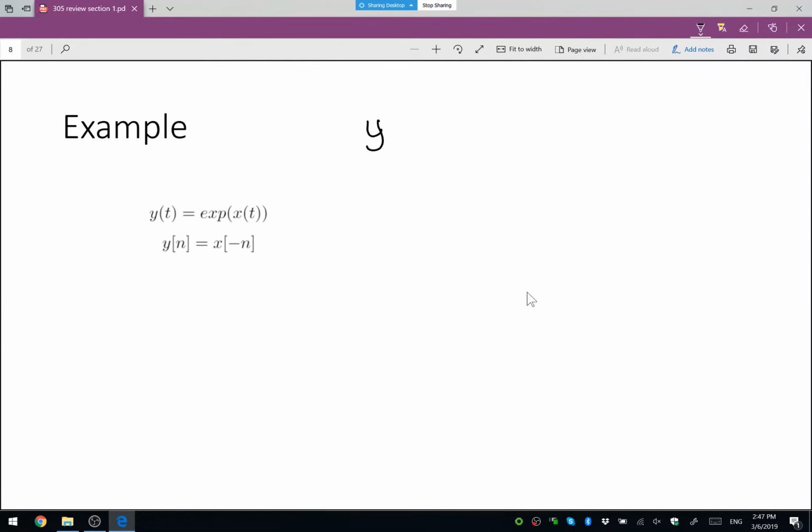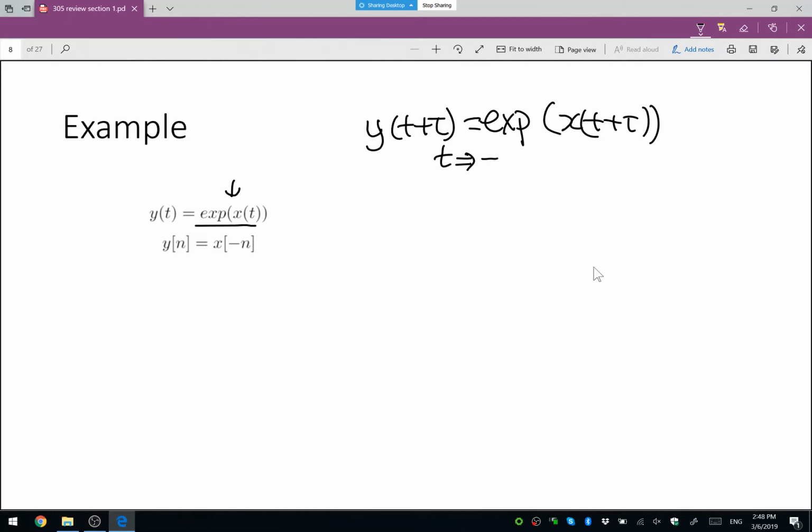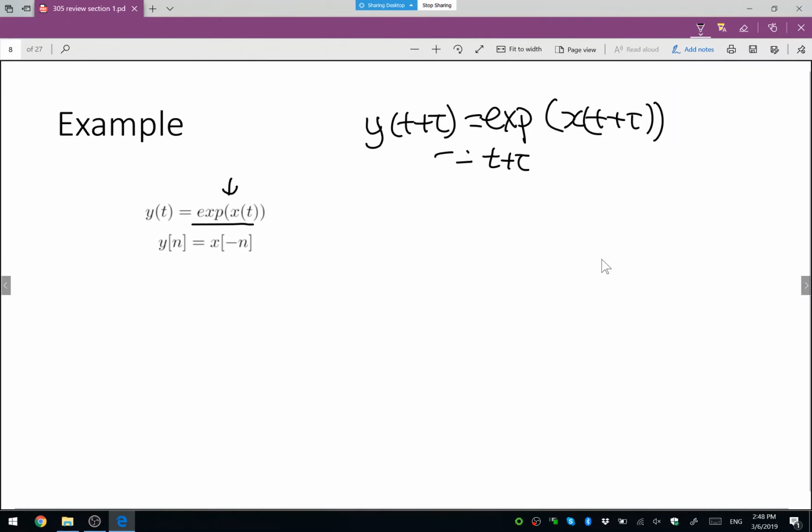So let's create the first signal, that is the delayed output. y(t+tau) for the exponential one is exponential of x(t+tau). For the y(t+tau) part, in the original function, whenever you see a t, change that into t plus tau. Well, this is not math, don't copy this part. I just want you to take note of that.